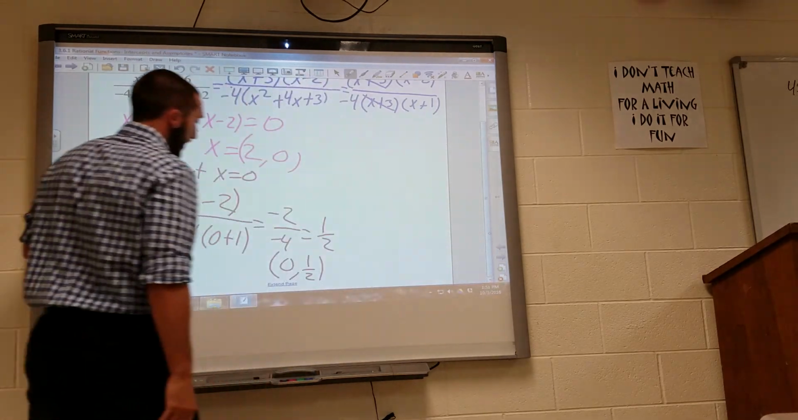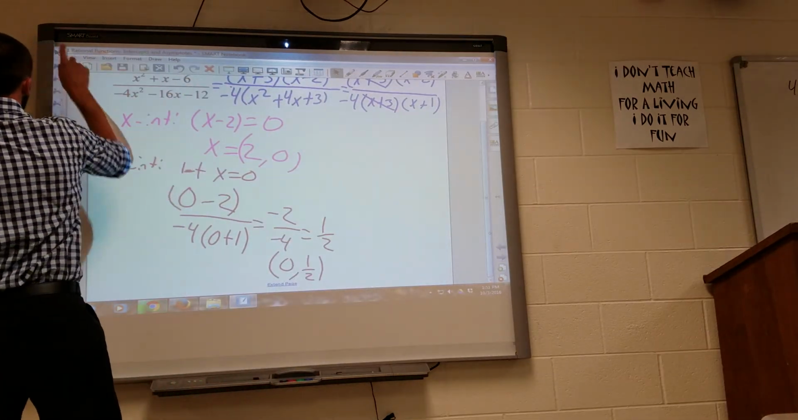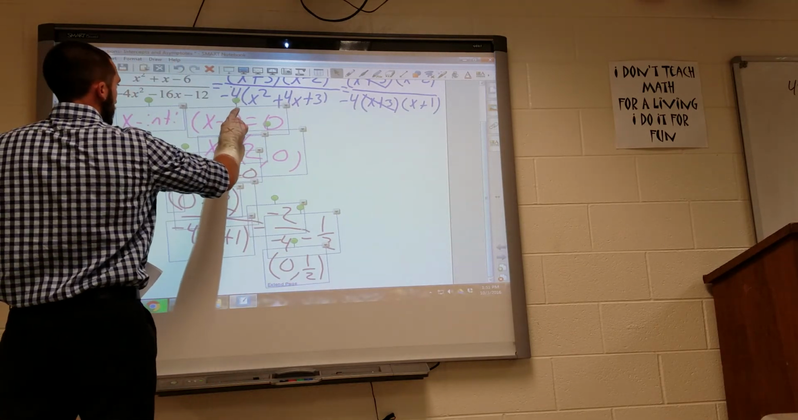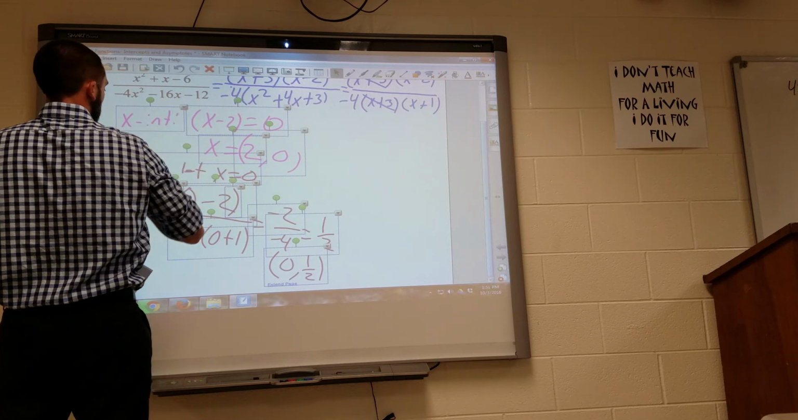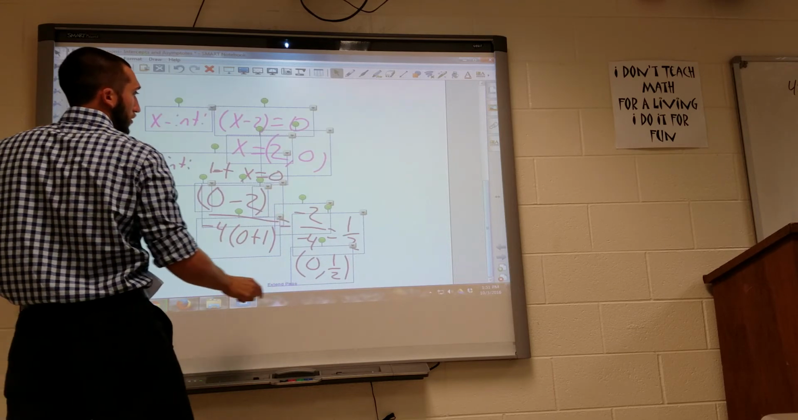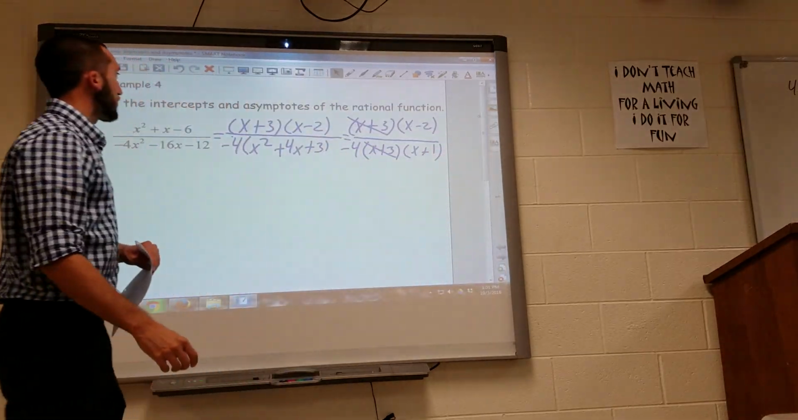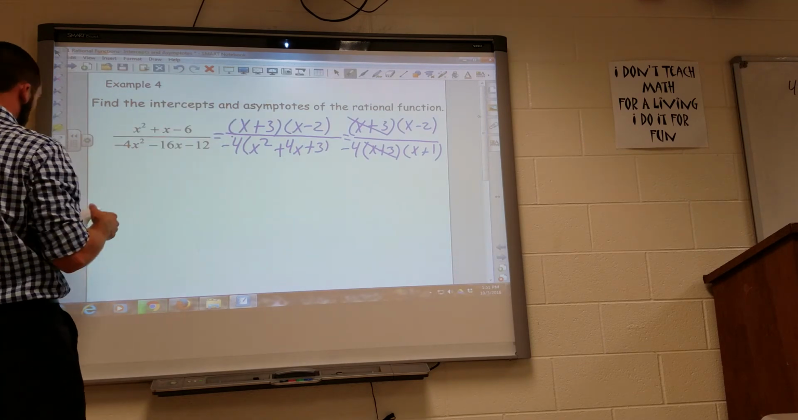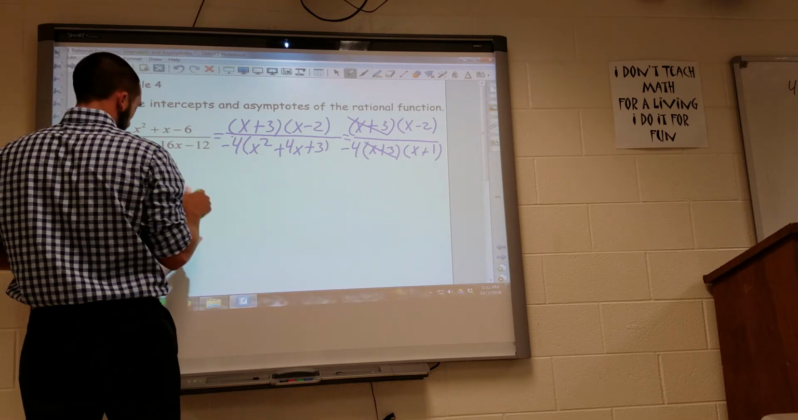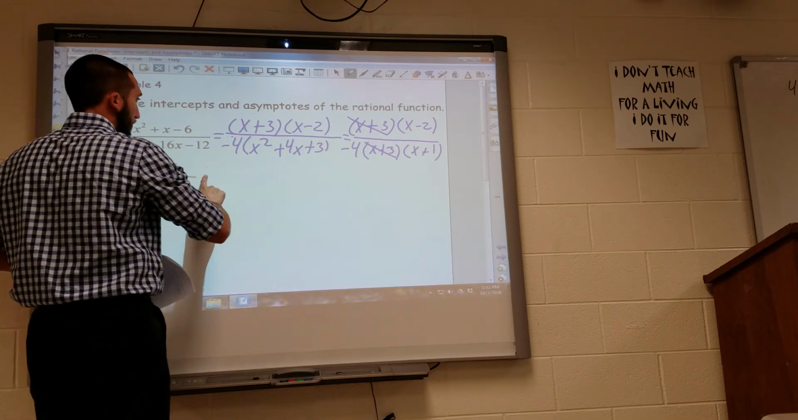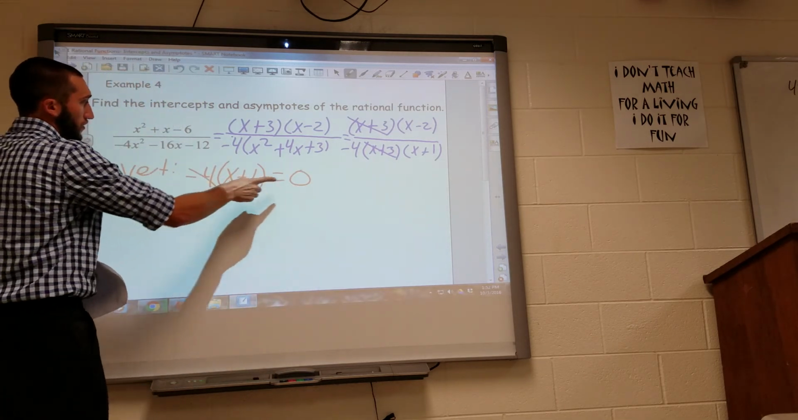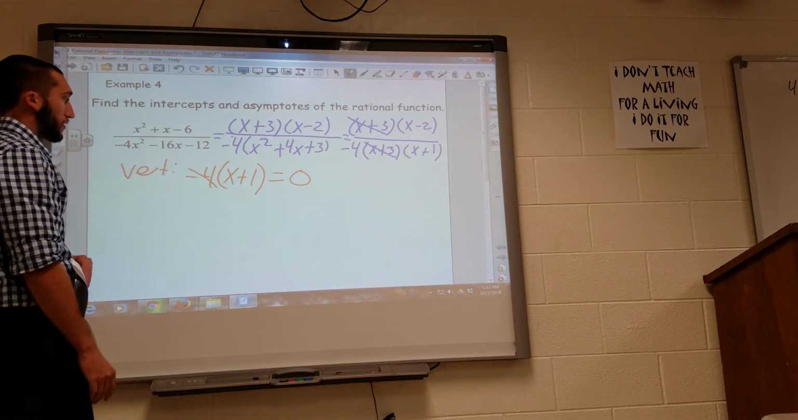Next thing we have to do is, and I'm going to move this down. So those are our intercepts. But now we have to find the asymptotes. So let's first find the vertical asymptote. So set the denominator equal to 0. Again, all I have to worry about is negative 4 times x plus 1 equals 0. Well, negative 4 does not equal 0, so it's definitely not a vertical asymptote.